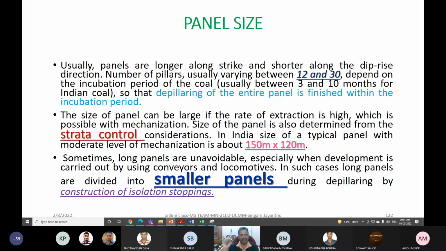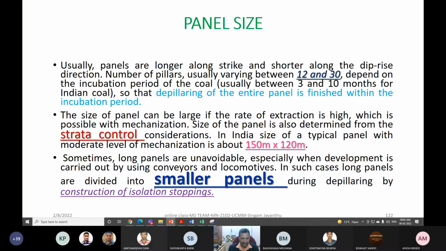And the general incubation period in our Indian coals, that is the bituminous coal we have been mining by underground, of course, lignite by open cast, so we are not worrying for that, is usually between 3 and 10 months. Of course, it is even 1 year for some of the coals, right? So that depleting of the entire panel is finished within this incubation period. And to take care of that, we are supposed to consider so many parameters.